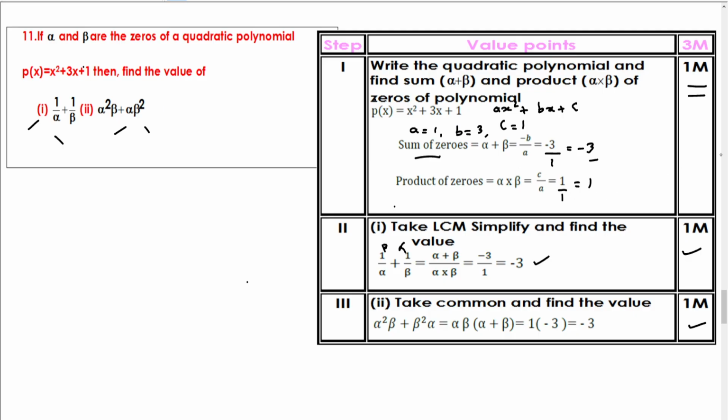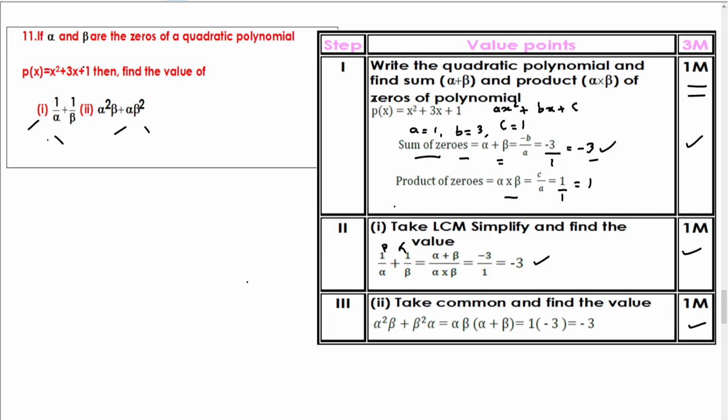In this, the first step to score 1 mark is to write the quadratic polynomial, x square plus 3x plus 1. Now compare it with the standard form ax square plus bx plus c and find a. You can observe that the coefficient of x square, a, is 1, b is 3, c is 1. And you know the formula for the sum of the roots is minus b by a, minus 3 by 1, the answer will be minus 3. And the product of the zeros will be c by a, c is 1, 1 upon 1 is 1. For doing this work, you will get 1 mark.